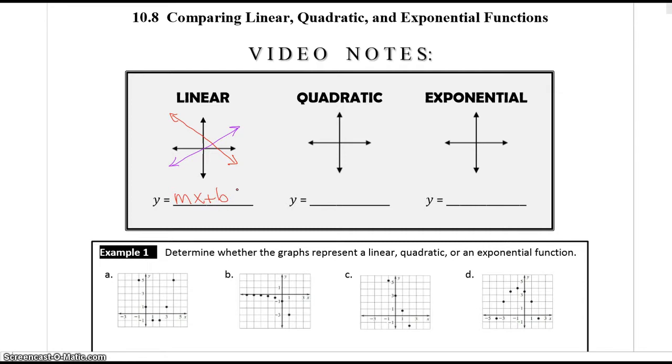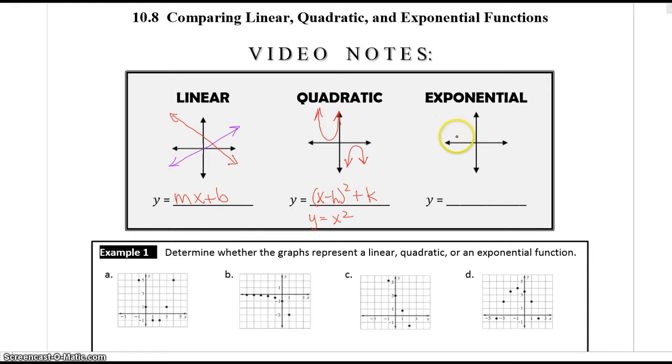A quadratic function, when graphed, is a parabola, or a U shape, that opens up or opens down, and the equation is going to be y equals (x minus h) squared plus k. So notice that your degree is 2. A common one that you see is y equals x squared.